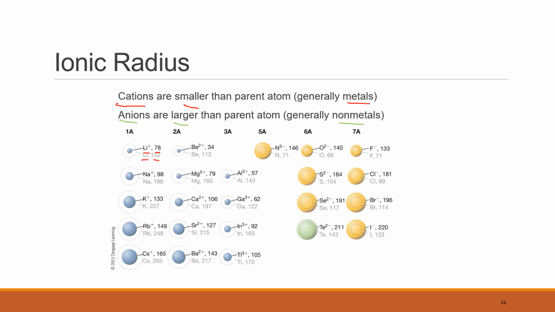So if you look at a few of the examples, let's take oxygen. The parent atom would be neutral oxygen, and notice the size of neutral oxygen is 66. But then when oxygen gets its -2 charge, because that's what it likes to form to get that full octet, it's going to get a little bit larger and be 140 in size. So the parent atom is smaller than the anion.